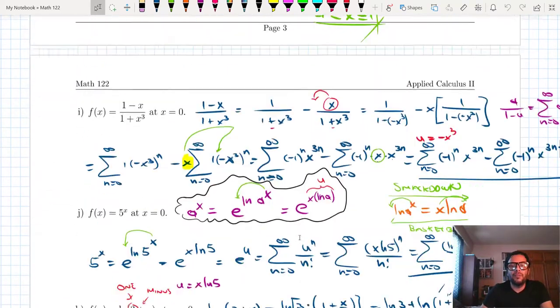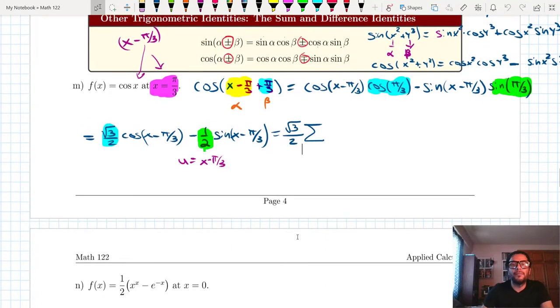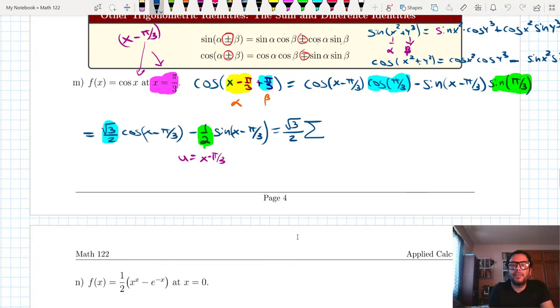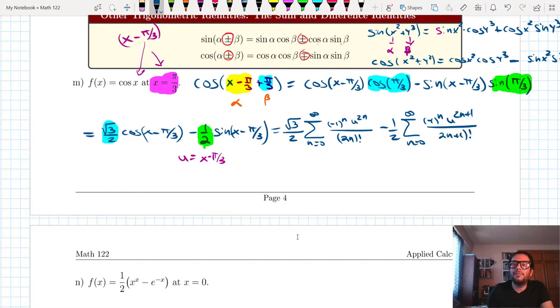So this will be negative 1 to the n, u to the 2n for cosine divided by 2n factorial, n equals 0 to infinity, minus 1/2 sigma n equals 0, negative 1 to the n, u to the 2n plus 1, because that's for sine, 2n plus 1. So we use both at a time.